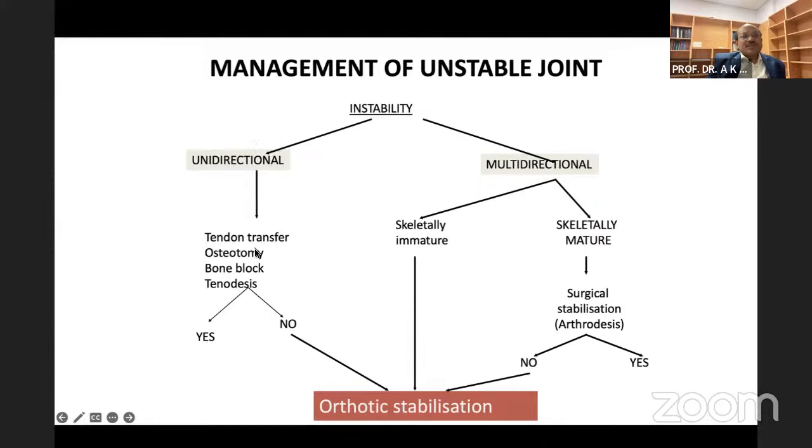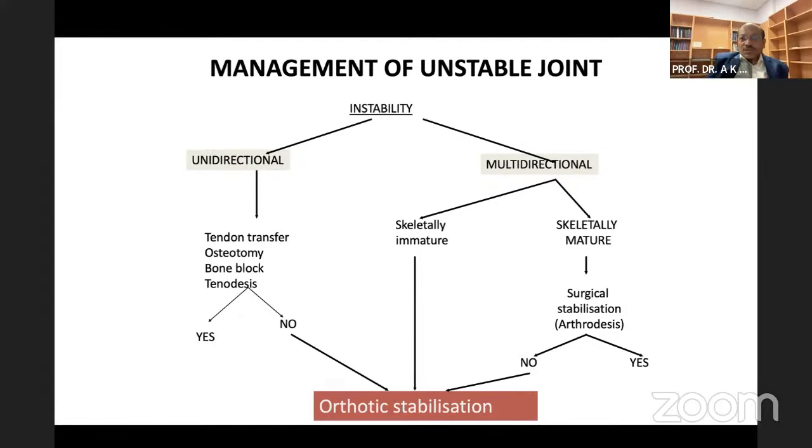If it is a unidirectional deformity, there are several options like tendon transfer, osteotomy, bone block, tenodesis. But if no option is available, then the only option is orthotic stabilization. In multidirectional instability, we have to check whether the patient is skeletally immature or mature. In the skeletally immature, the only option is orthotic stabilization until the patient becomes skeletally mature. Once the patient is skeletally mature, another option comes, that is arthrodesis, because after arthrodesis the patient can leave the orthotic stabilization. Otherwise the patient has to use a lifelong orthosis, which is very cumbersome.